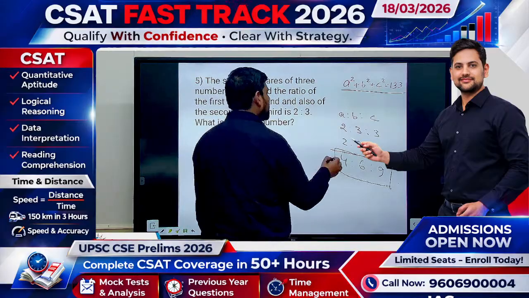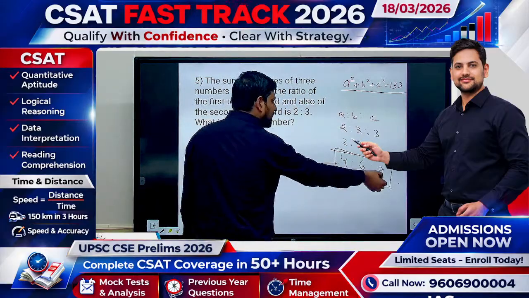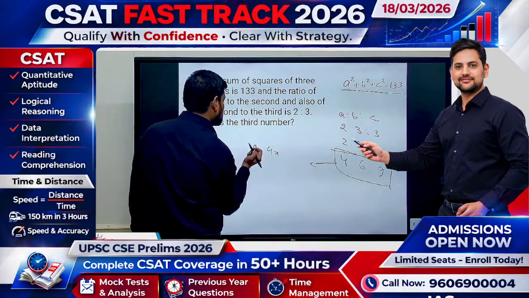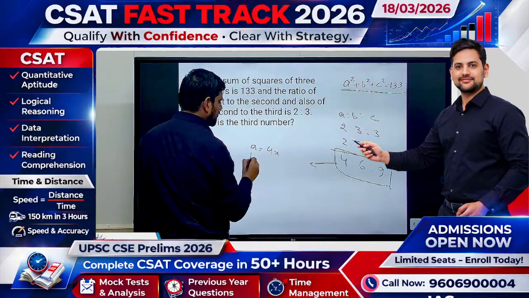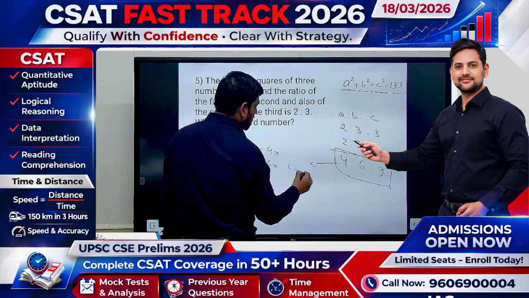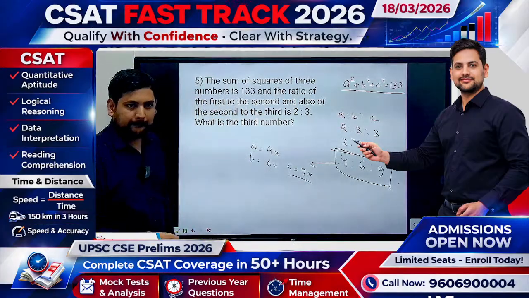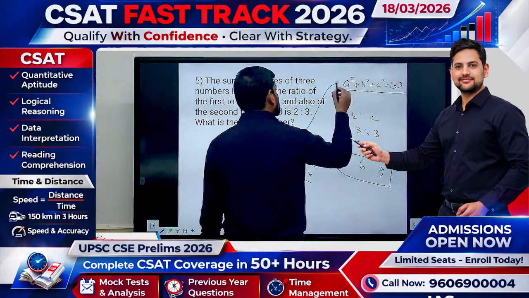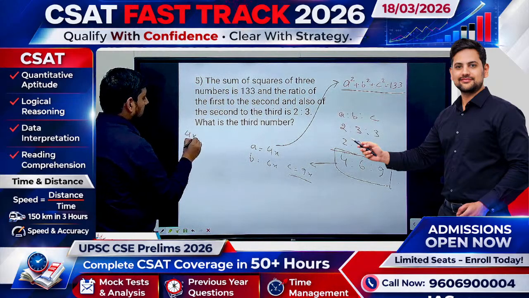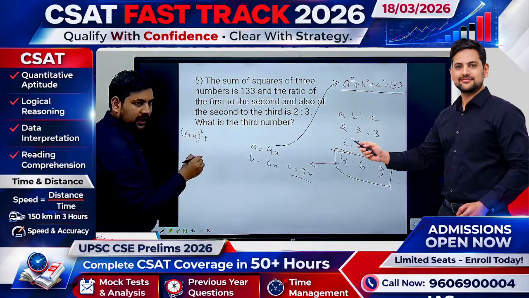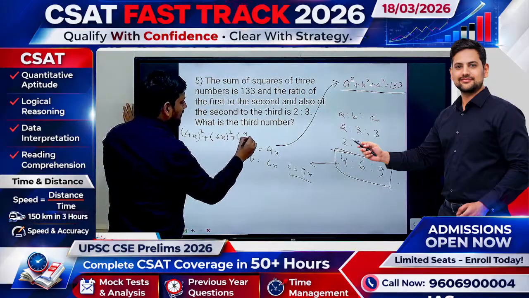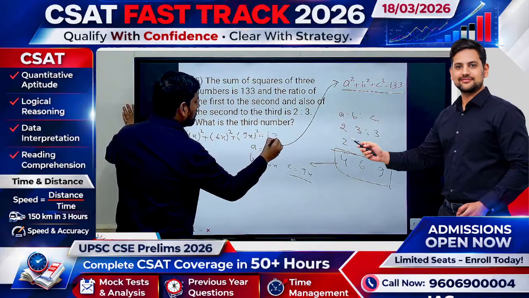Now, if 4:6:9 is the ratio of A, B, C, I can write it as A is equal to 4x, B is equal to 6x, and C is equal to 9x. Okay, now I will put these values here. So this is 4x whole square in place of A. In place of B is 6x whole square. In place of C is 9x whole square, equal to 133.